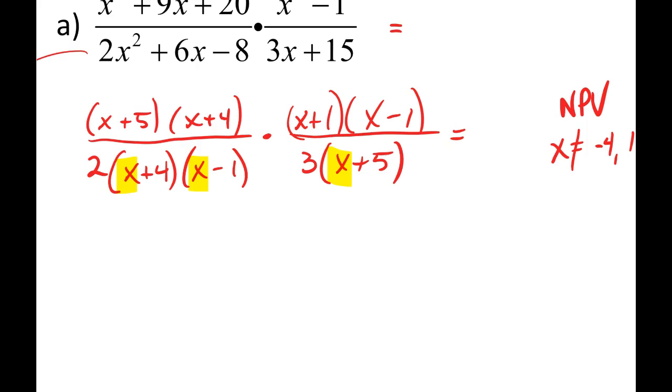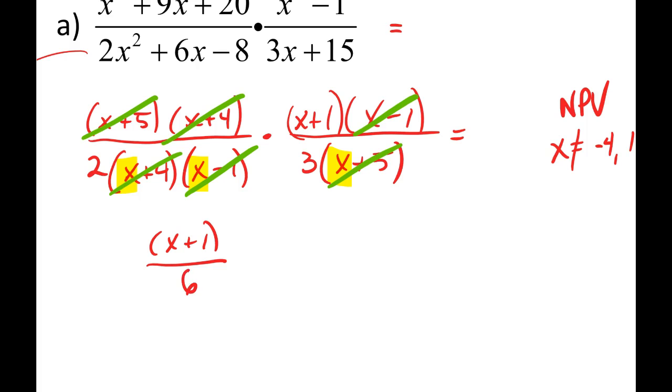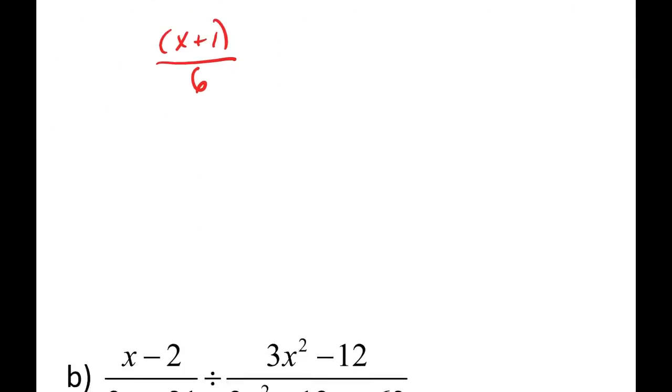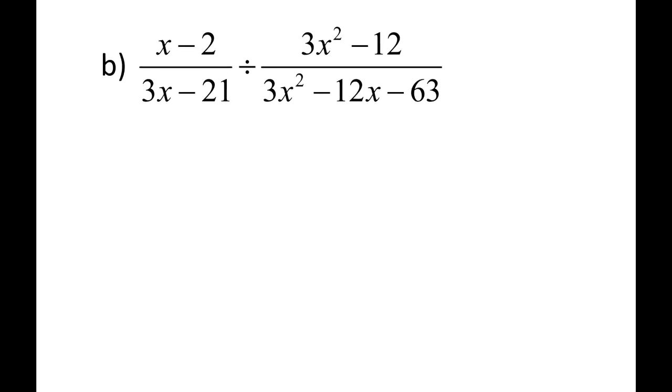Okay, anything cancel here? Yes, there's an x plus 4. There's an x plus 5. There's an x minus 1. What's left? X plus 1 over 6. Alright. I think this is the last one. Yeah, it is. I'll give you a couple of seconds to try that.